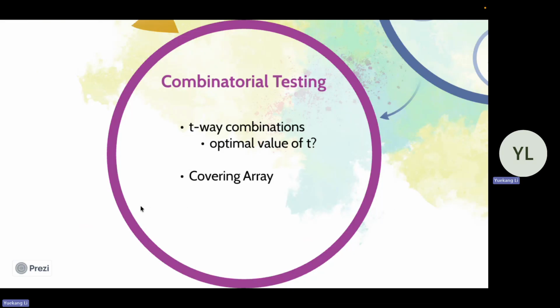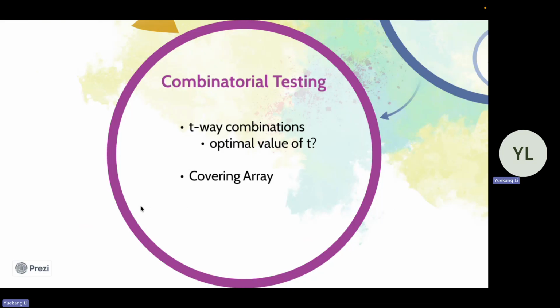And if we try to achieve full T-way coverage, we don't have to try out all the possible permutations to cover all the possible patterns among the T parameters.